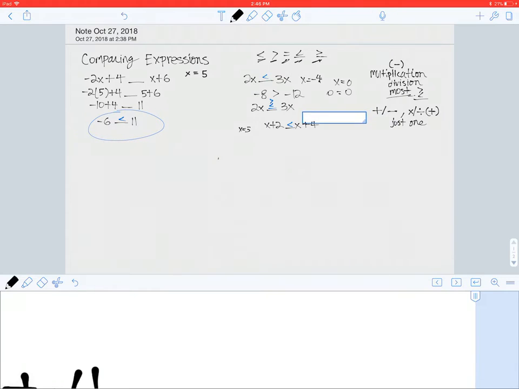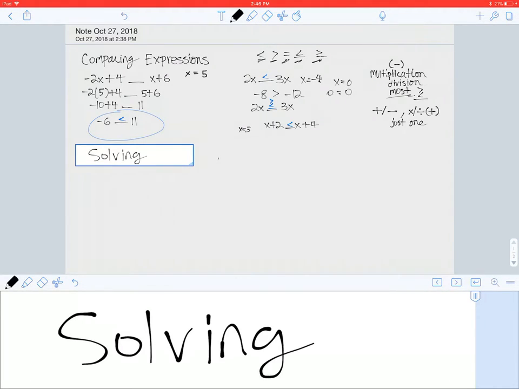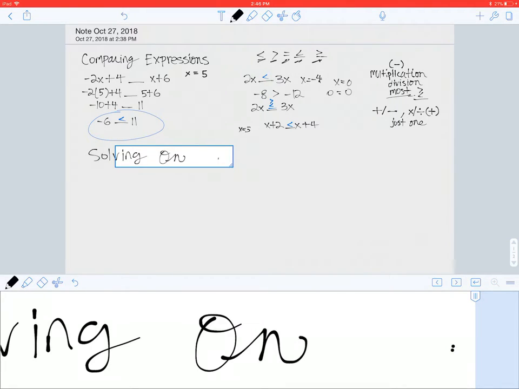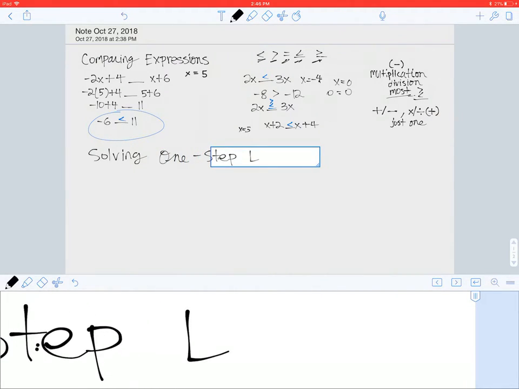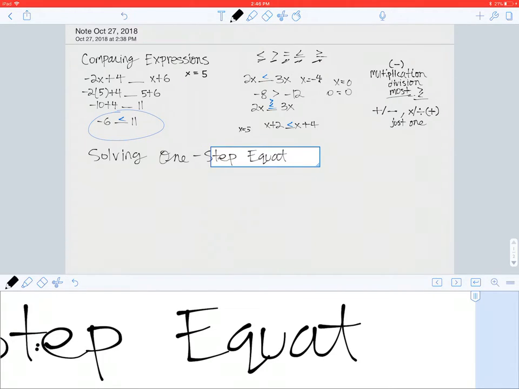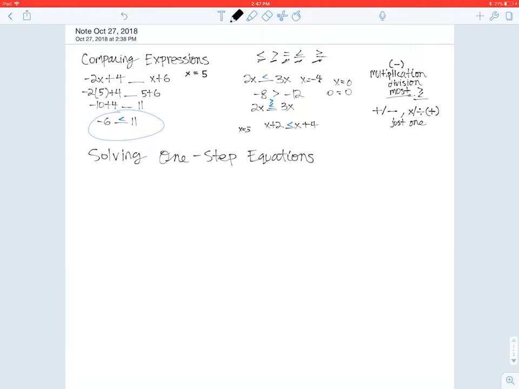So with all that out of the way, these expression comparisons, we can start doing something a little more interesting. Today I'm going to introduce solving one-step equations. Now, you might have come across this earlier in your studies of pre-algebra. However, you've never really talked about this in arithmetic. And lucky for you, it's not actually incredibly complicated.